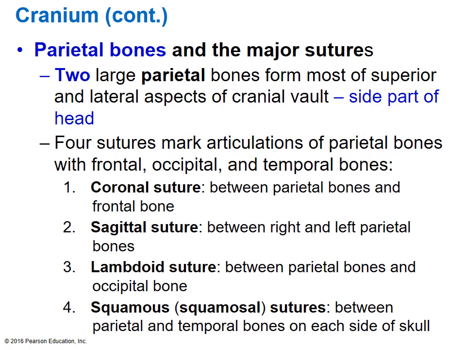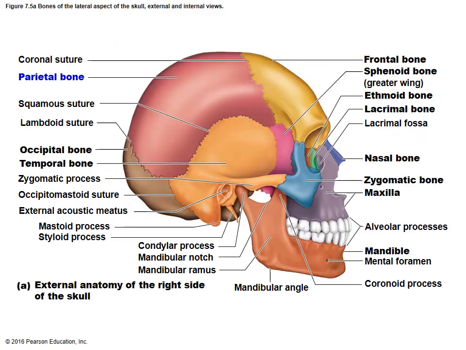On this slide, we also see the sutures, but if it's okay with you, I'm going to ignore them for now. We're going to come back to them at a later time. Here's an illustration of the parietal bone. As you can see, it makes up the top side of the skull.